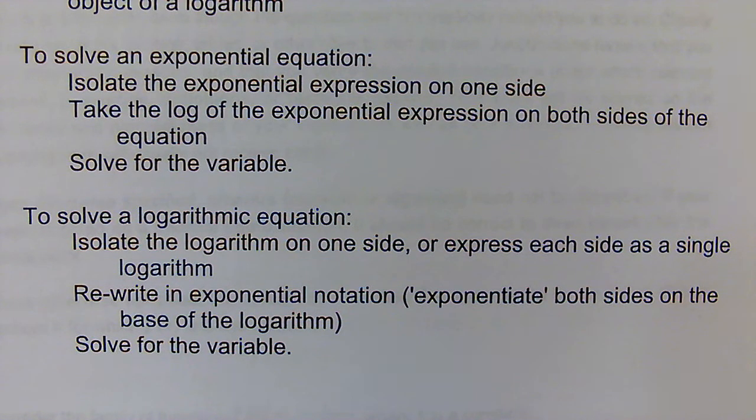If it's exponential, once you've got the exponential expression isolated, you're going to take a logarithm of both sides. If it's a logarithmic equation, once you've isolated the logs, then you're going to use an exponential expression. Whatever the base of the logarithm is, we're going to use that number as the base, and we're going to use the two sides of the equation as the exponent on those bases. I call it exponentiating both sides on whatever that number is.